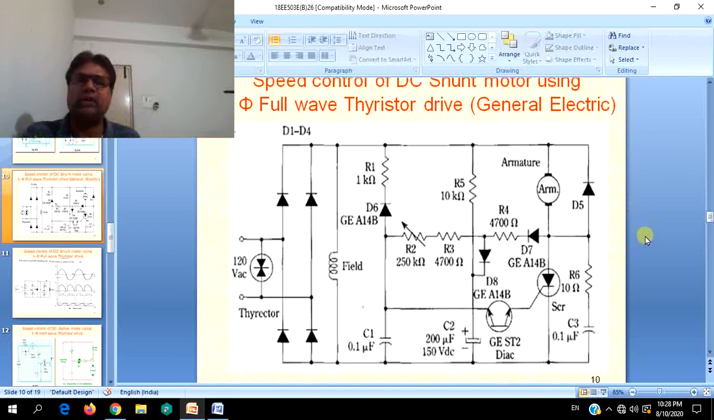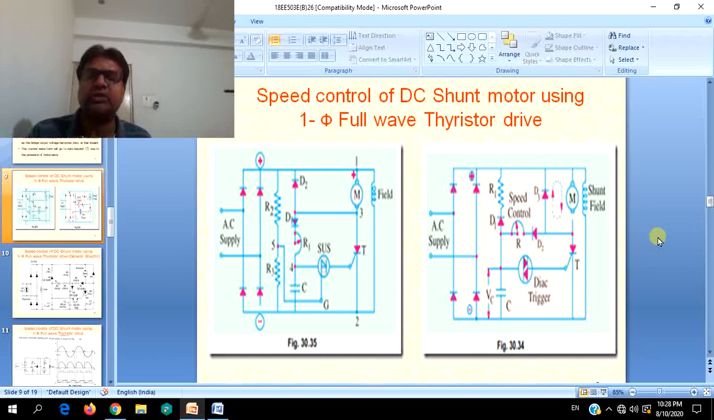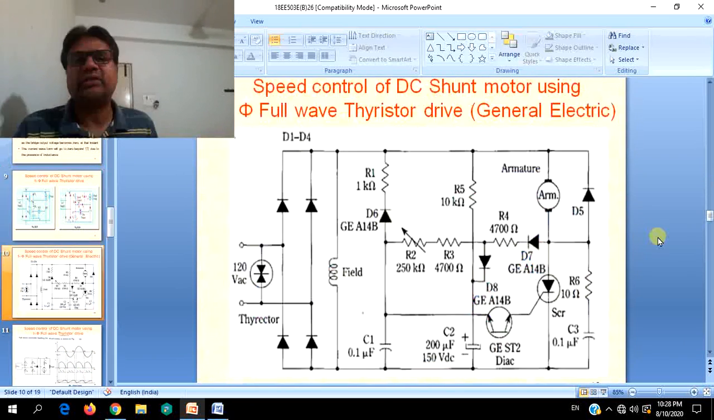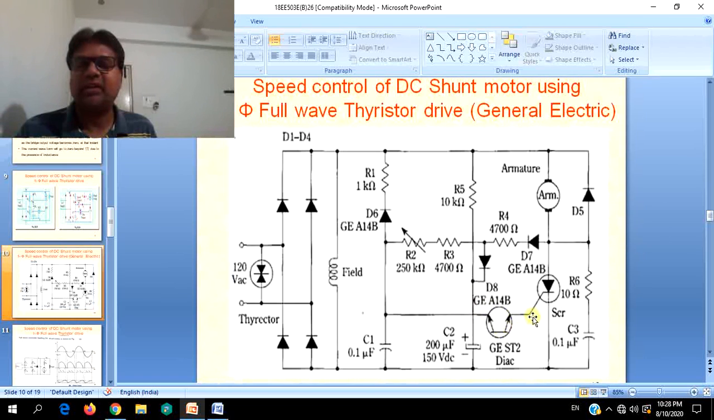So again, the same concept as we have discussed in the previous slides, that is these two slides. So all these three circuits can be used as full wave circuits. Not only that, we can use these circuits as half wave thyristor drives also, if we block the circuit so that the triggering pulse to the SCR is given only in one half cycle, in alternate half cycles.